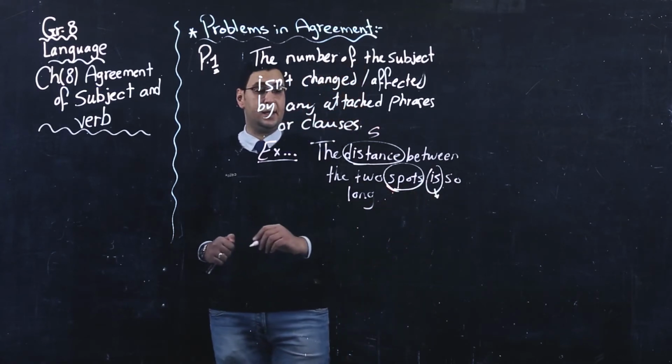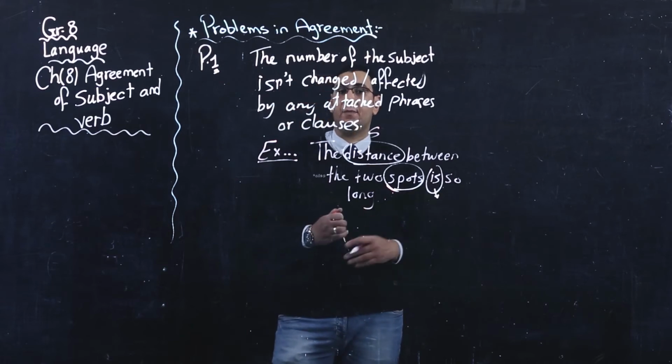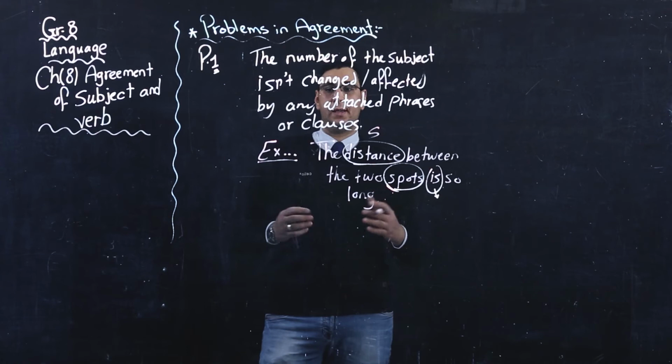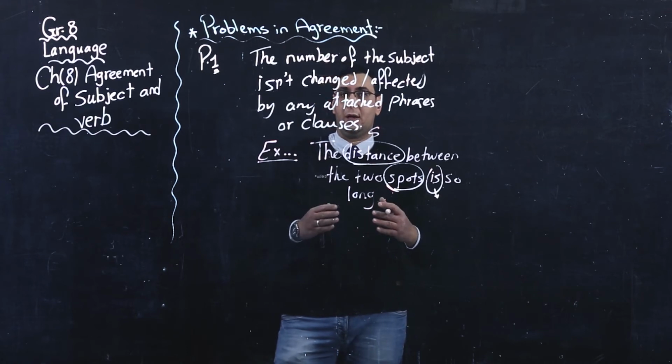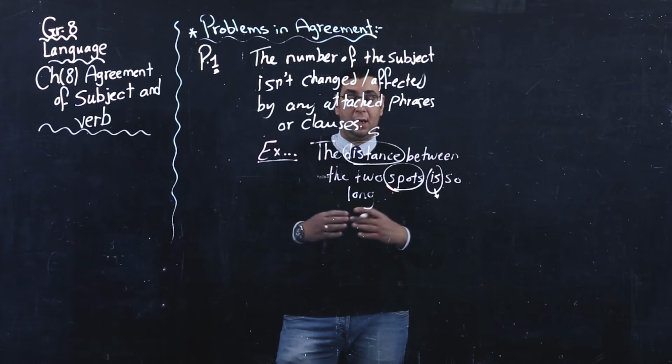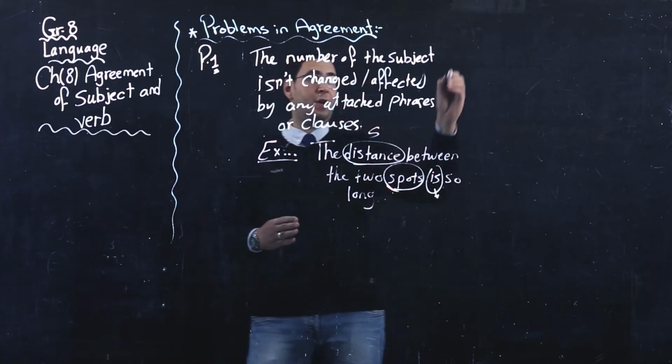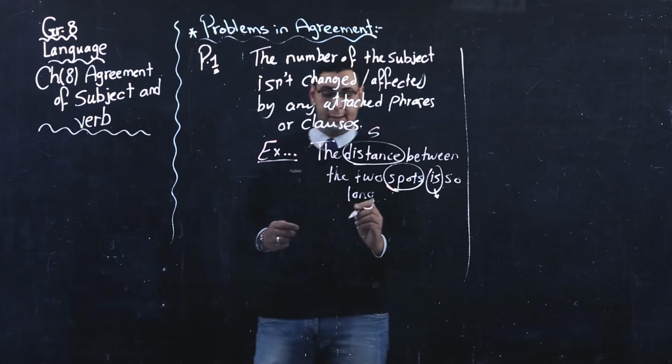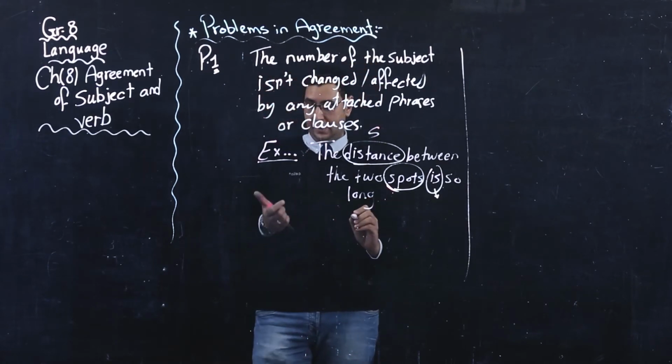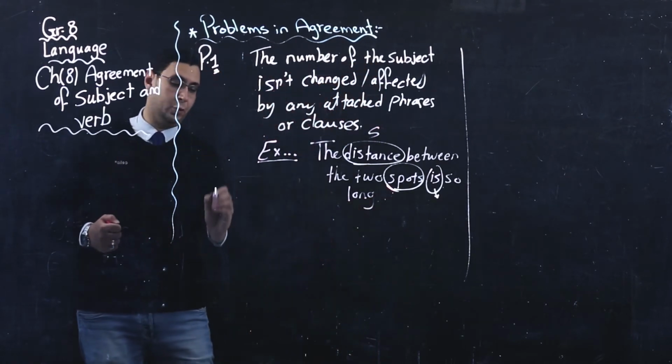We have another example. Jane's father, who has three great companies, is one of the most predominant businessmen in our city. So here the noun clause doesn't affect the number of the subject. But we still have other problems, as you know, for this lesson, which is problem number 2.